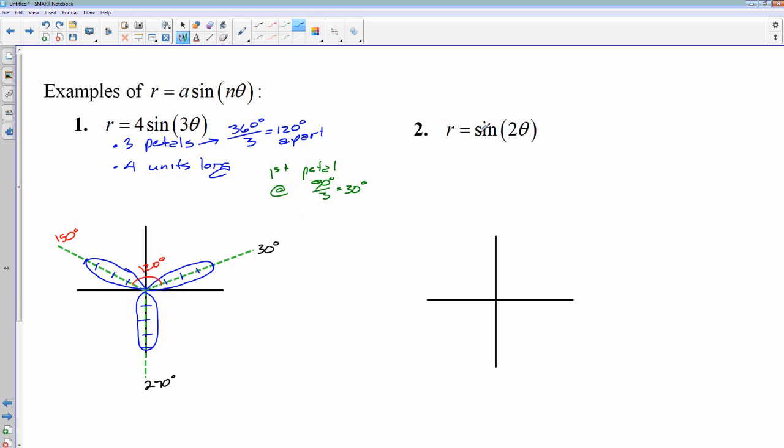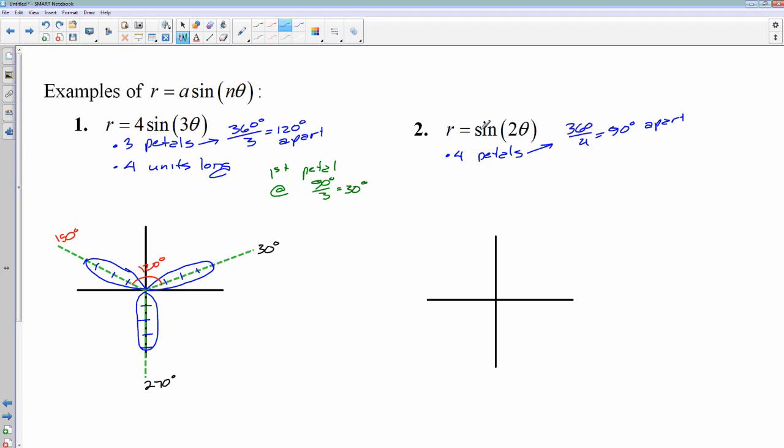Let's try this one. r is sine 2 theta. Now the number in front of theta is even, and if that number is even, that means you double it, so we actually have 4 petals. And 4 petals means that each petal is going to be 360 divided by 4, which is 90 degrees apart.